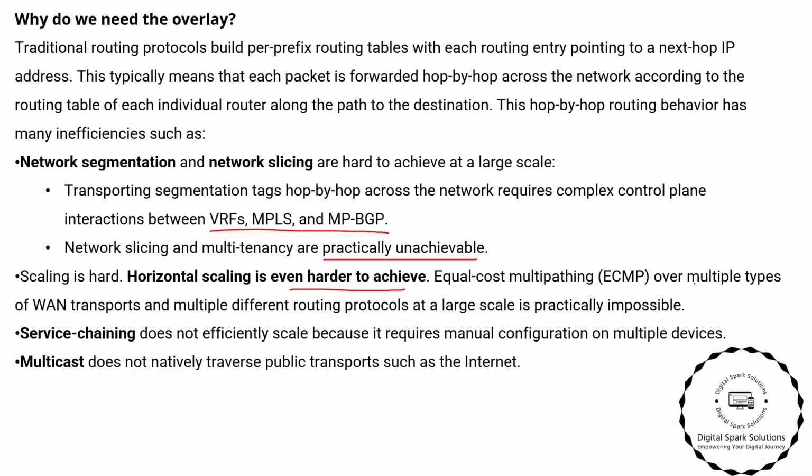Equal cost multipathing, ECMP, over multiple types of WAN transports and multiple different routing protocols at a large scale is practically impossible. Service chaining does not efficiently scale because it requires manual configuration on multiple devices. Multicast does not natively traverse public transports such as the Internet.